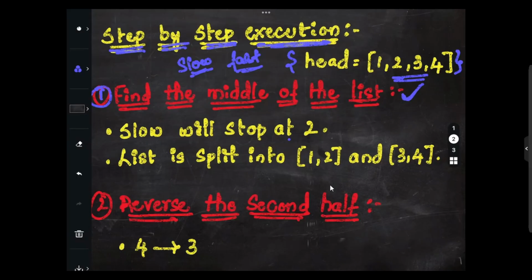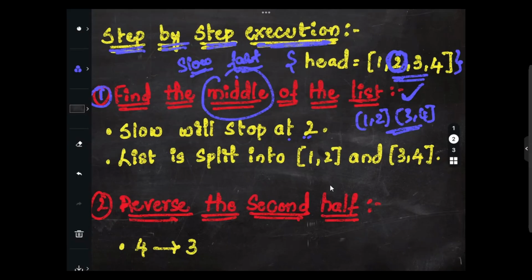So first we have to find the middle of the list. Slow will stop at 2 here in this case, and the list is split into 1, 2 and 3, 4. Why? Because we have to find the middle of the list first.